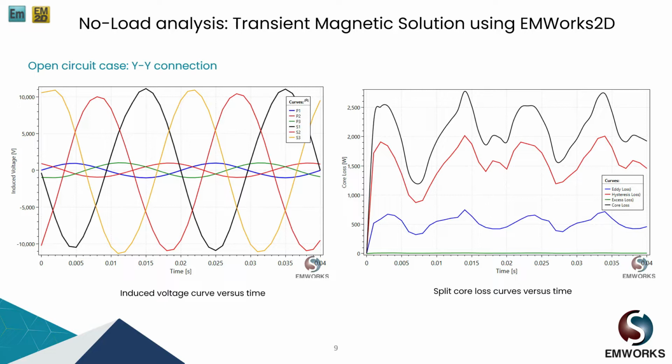The core loss model comes with a material definition. In the material library you can find the core loss data and use it for a specific material. Then during the simulation, the core loss will be computed.